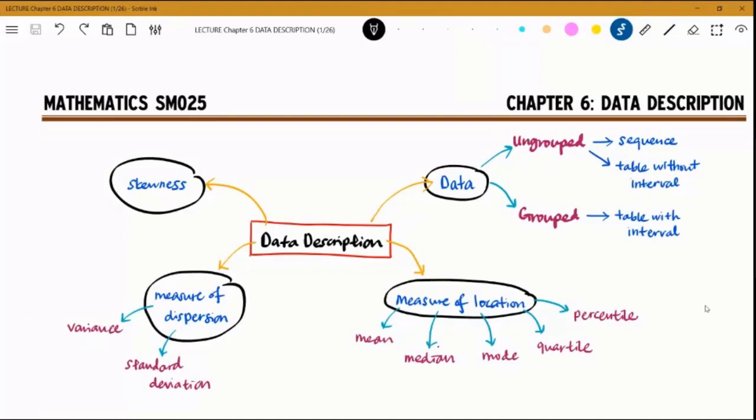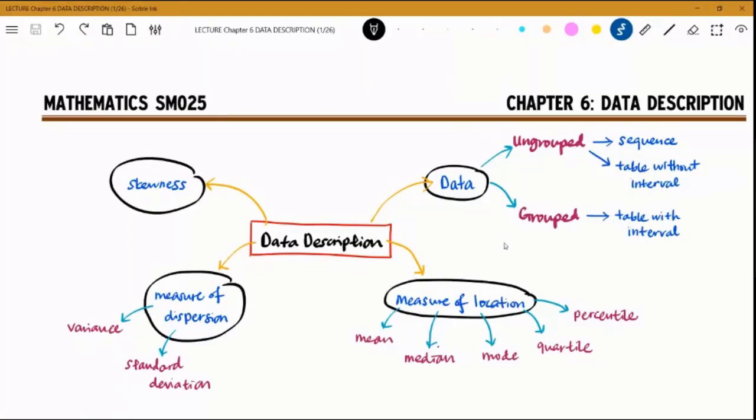So basically for the data that you have to know in this chapter is all about ungroup and group data. Okay, so I'll put the difference between ungroup and group data. So the ungroup will be for the sequence and table without interval. For the group data, which is table with interval.